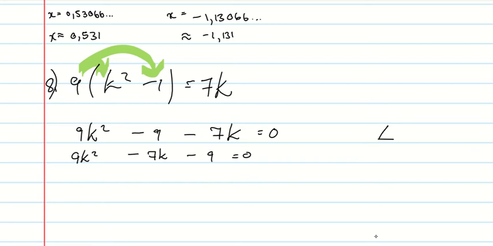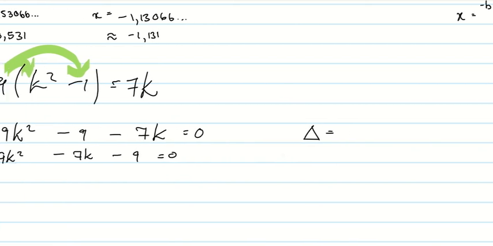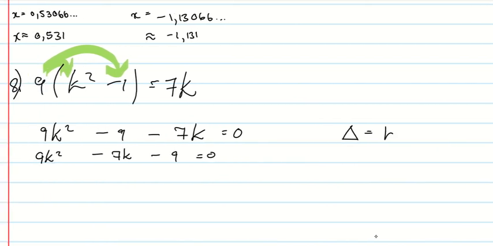Now I can determine my delta, or my discriminant, and I say my discriminant will therefore be b squared minus 4ac, which is equal to, b's value is negative 7, so that means negative 7 squared minus 4 times a, which is 9, times c, which is negative 9. That's 81 times 4. It's 324.